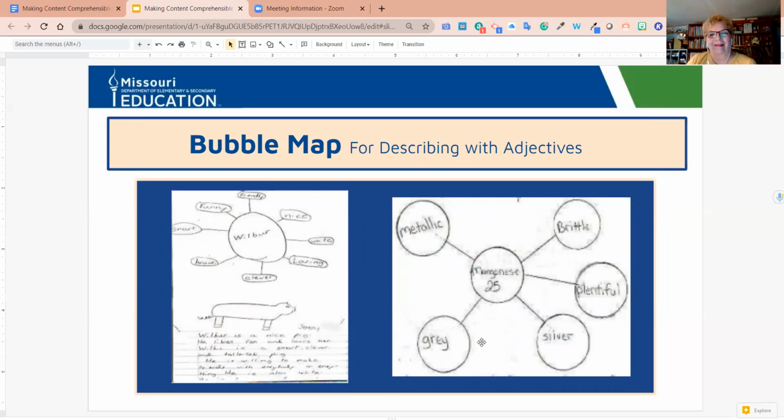Bubble maps, they really are all about adjectives that describe the topic we're talking about. And we used those a lot when we were writing, when we started our writing lessons. And so we'd have a topic and then all these adjectives that we could think of, and then we used them and put them into our writing.